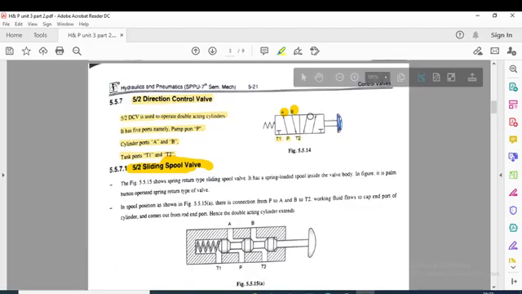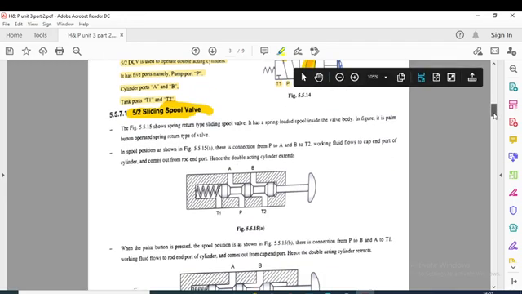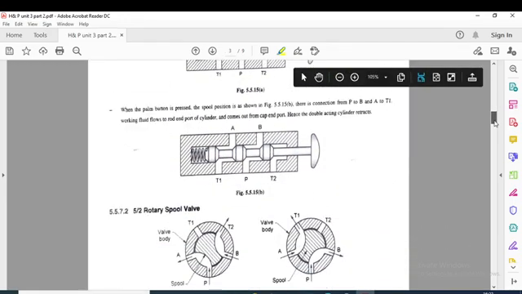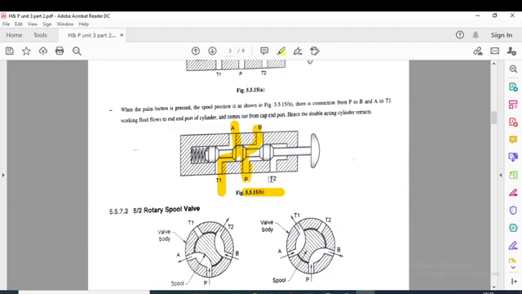Similarly, in another position port A is connected to the tank port T1, and port P is connected to port B, and port T2 remains closed here. Here you can see this is the second position where tank port T1 is connected to port A, and port B is connected to port P, and tank port T2 remains closed here.